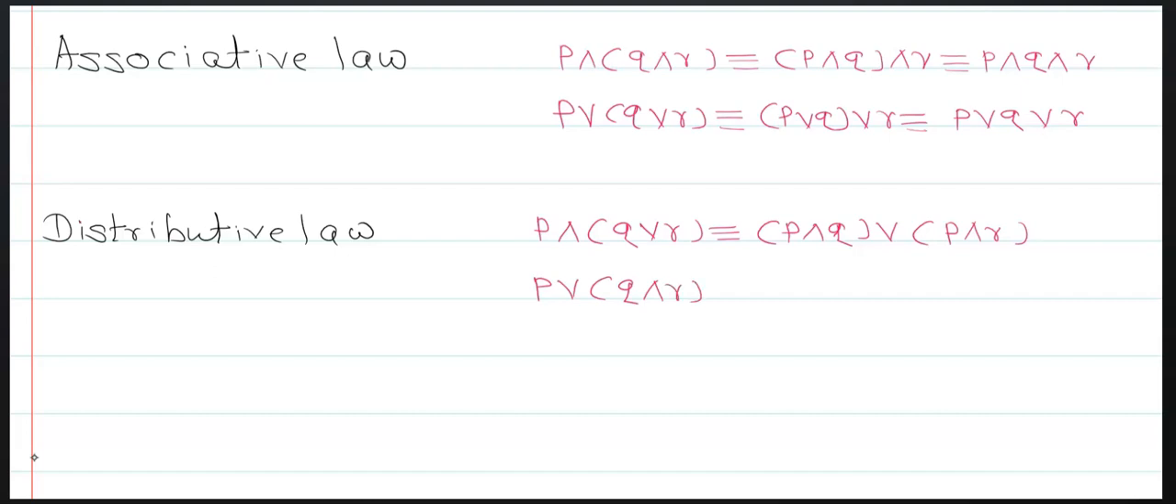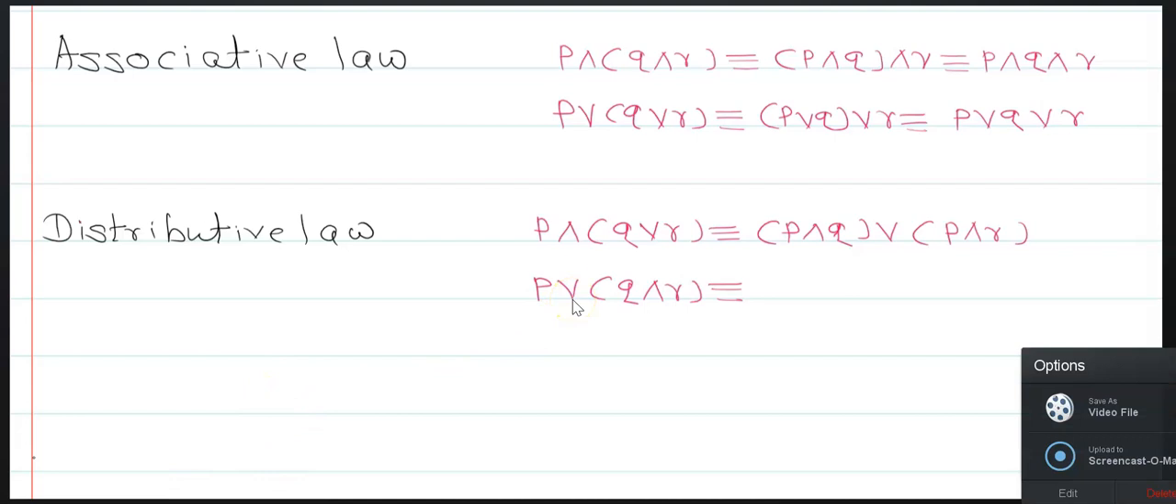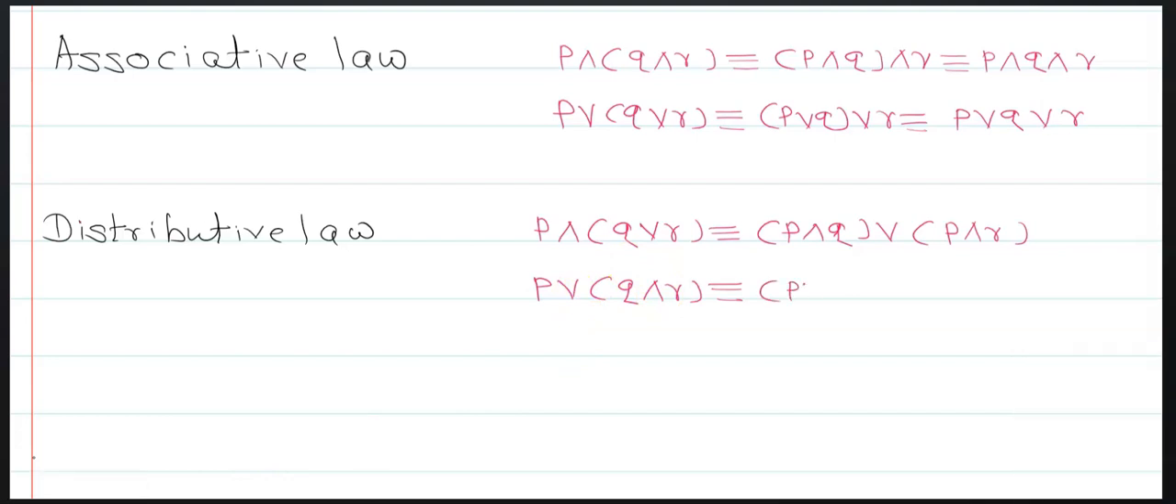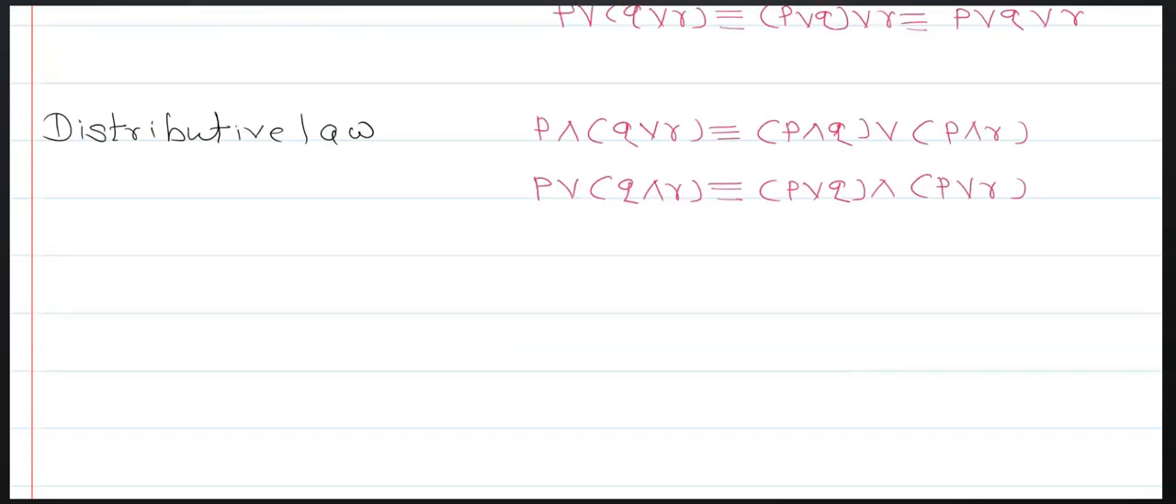Next is OR is distributed over the AND. Then what you will get? You will get P or Q in the first bracket complete, then AND, in the second bracket P or R. Therefore, I say here OR is distributed over the AND. P or Q and P or R. Distributive law.